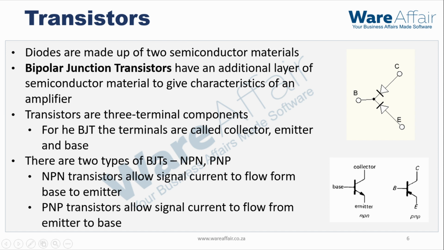Transistors are three terminal components. For the BJT, the terminals are called collector, emitter, and base. There are two types of bipolar junction transistors. That's an NPN transistor and a PNP transistor. NPN transistors allow signal current to flow from the base to the emitter. PNP transistors allow signal current to flow from the emitter to the base.